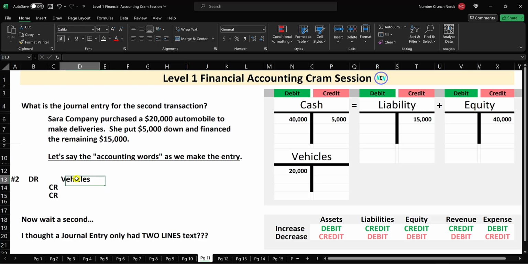You could put automobiles here. You could put car or truck. You can put any word here that indicates whatever is relevant to the problem. In this case, I'm just going to put vehicles, and I'm going to come over here and debit $20,000 for the vehicle.